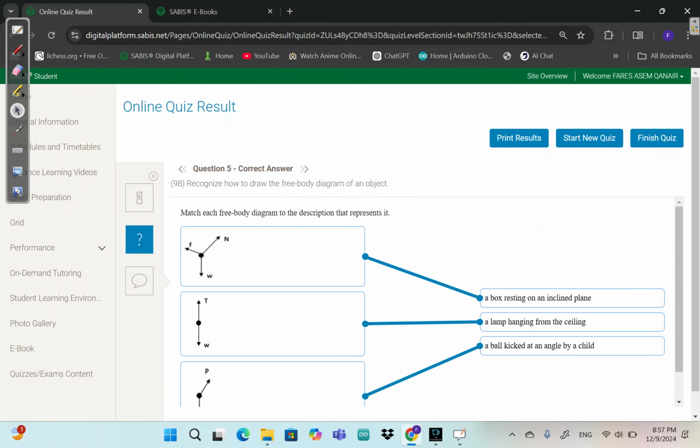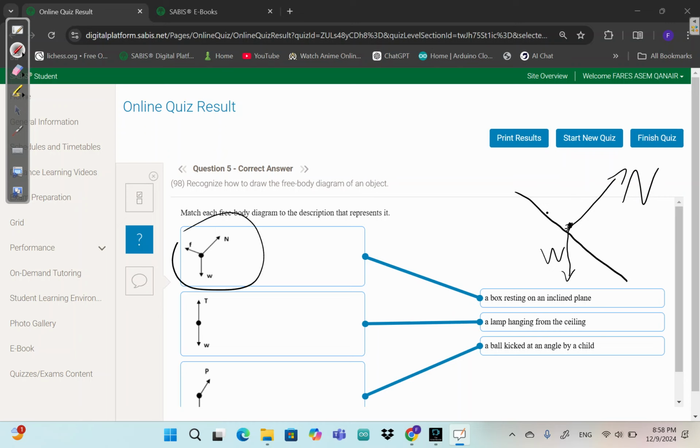Question 5. Match each free body diagram with a description that represents it. A box resting on an inclined plane. So let's draw our free body diagram. Here's our inclined plane, and here's our box. The weight of the box is going to be vertically downward, so this is weight. The normal is going to be perpendicular to the surface, so this is the normal. So this is our free body diagram.